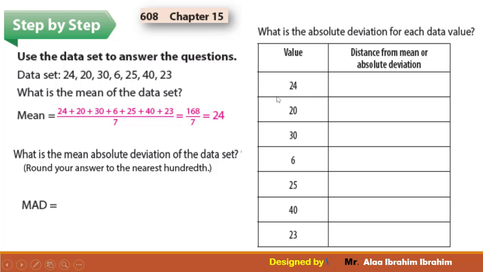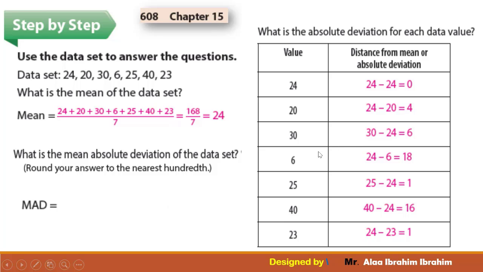So I have to write my mean now. All of these values I subtract from the mean. Maybe I make my table a little bit simpler. So I cancel the column with the mean and subtract directly, like 24 minus 24, because I already know my mean here is 24. So 24 minus 24, 20 minus 24, or 24 minus 20. So I take the biggest minus the smallest. So 24 minus 20, 30 minus 24, 24 minus 6, 25 minus 24, 40 minus 24, 24 minus 23, and so on. So I have this result like this.